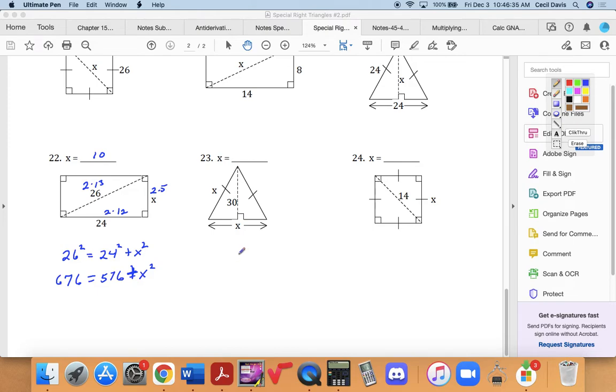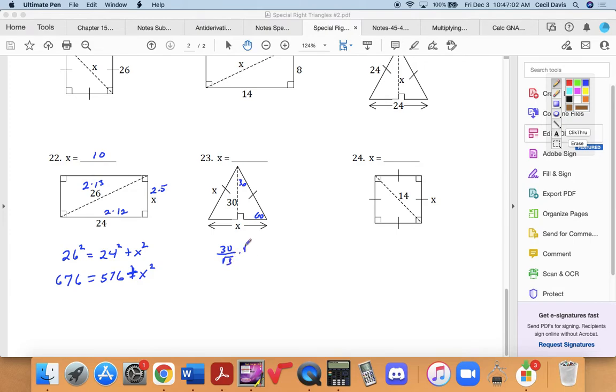I figured out that it was a 30, 60, 90 triangle. Great. Go on. And then I did 30 times the square root of 3. But you're going from the long leg to the short leg. 30 divided by the square root of 3. There you go, 30 divided by the square root of 3.